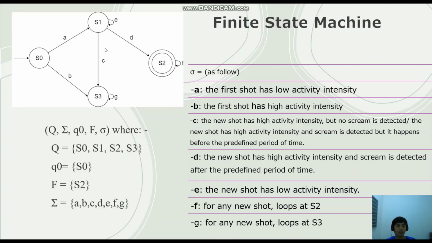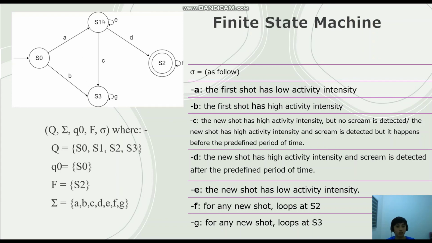There are 4 states in the finite state machine. S0 is the initial state, S2 is the accept state, and S3 is the trap state. When S0 has low activity intensity, it goes to S1. When S0 has high activity intensity, it goes to S3. When S1 has high activity intensity but no scream is detected, or S1 has high activity intensity and a scream is detected but it happens before the predefined period, it goes to S3, which is a trap state.